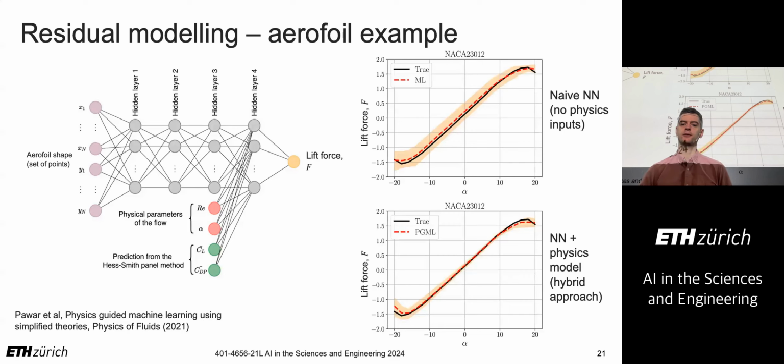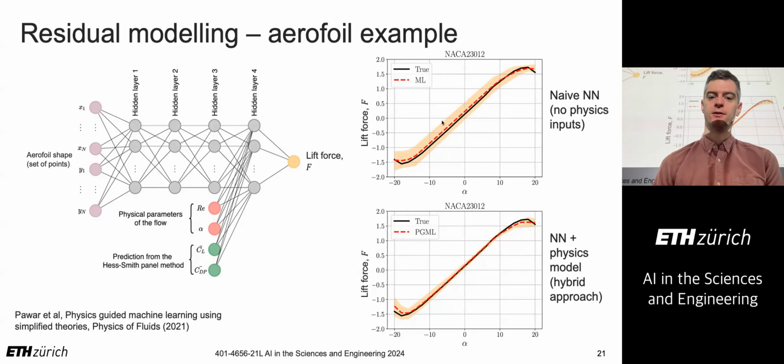Okay, so here are the results from that paper. And what we're showing here are two graphs. And what we're showing is the prediction of the force as a function of the angle of attack of the wing for one particular aerofoil shape. And the black line here tells you how the force varies using the high fidelity CFD simulation, which we're taking as our ground truth. And then the red line here is the prediction of the trained neural network.